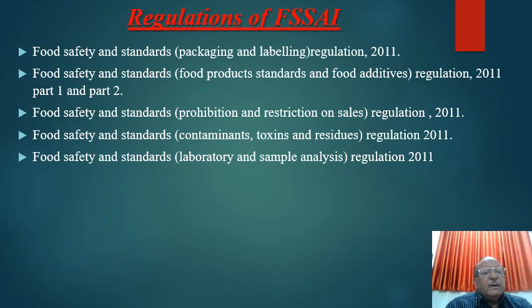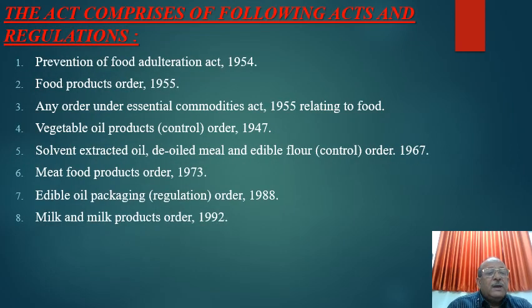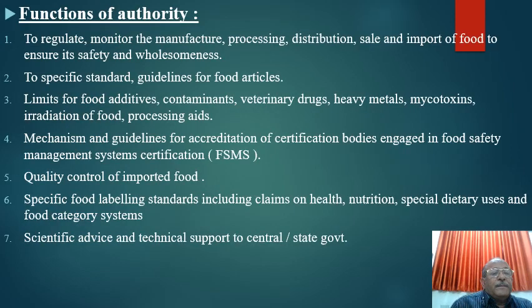Regulations of FSSAI: food safety and so on, there are five different regulations made in this. The act comprised the following acts and regulations. FSSAI includes the PFA Act, the Fruit Products Order, any order under the Essential Commodities Act, the Vegetable Oil Products order, the Solvent Extracted Oil order, the Meat Food Products Order, edible oil packaging, and of course milk and milk products. All these laws were combined and merged into this. Functions of the authority are basically to regulate and monitor manufacture, processing, distribution, sale and import of food to ensure its safety and wholesomeness.